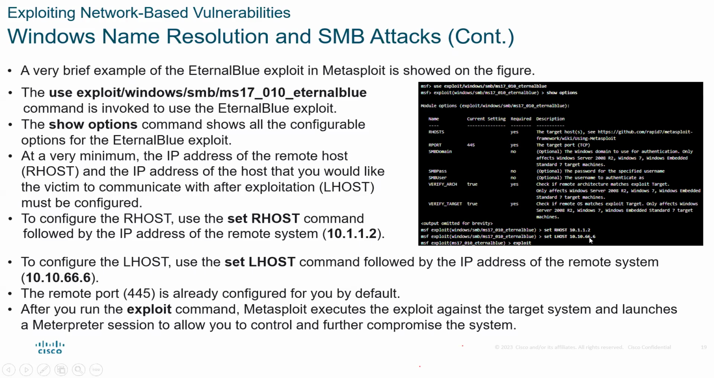This is the person from where we're launching the attack. So this could just be an IP address. In case the traffic is going to be encapsulated for identifying who is sending what, it shows this particular system, this IP address, 10.10.66.6. After the exploit is run, Metasploit executes the exploit against the target system and launches a Meterpreter session to allow you to control and further compromise the system.